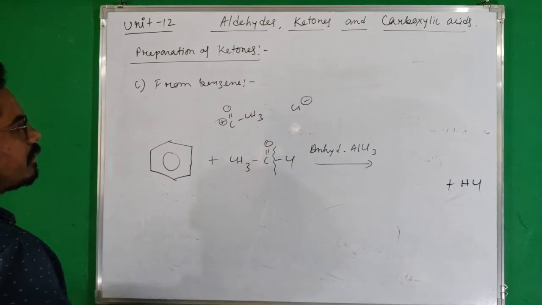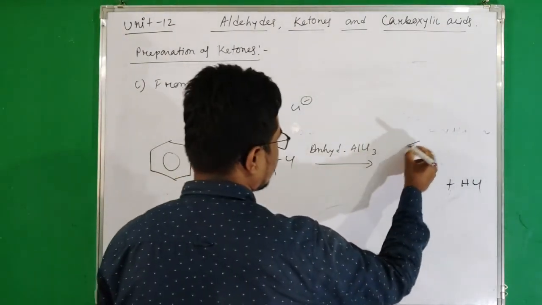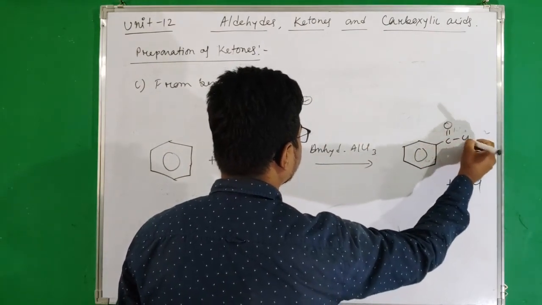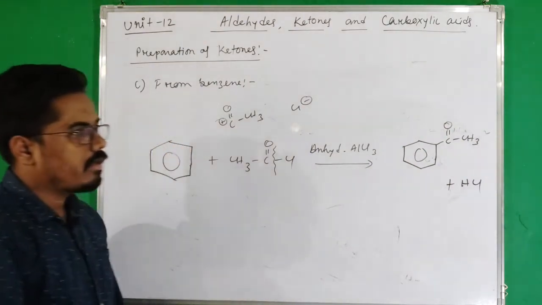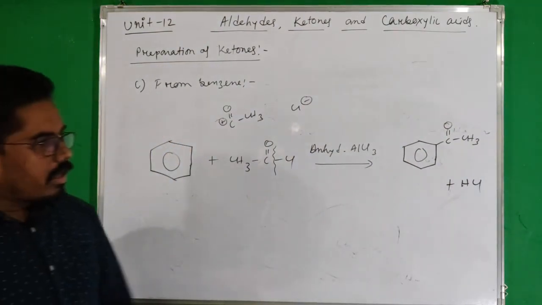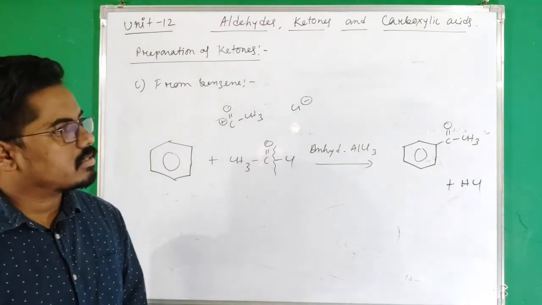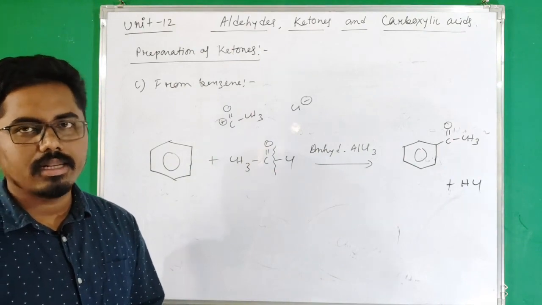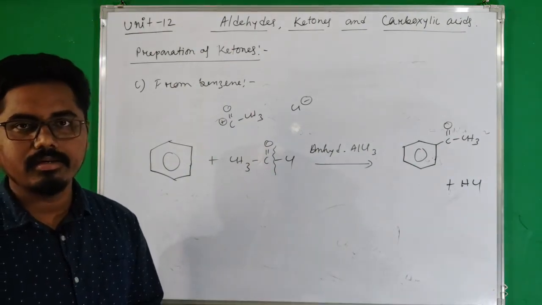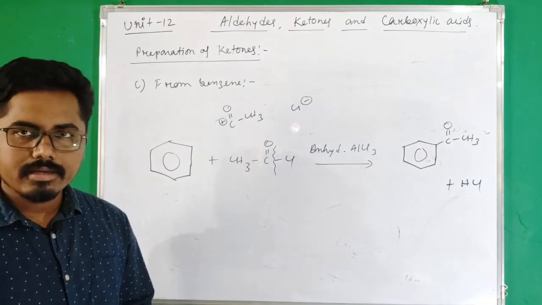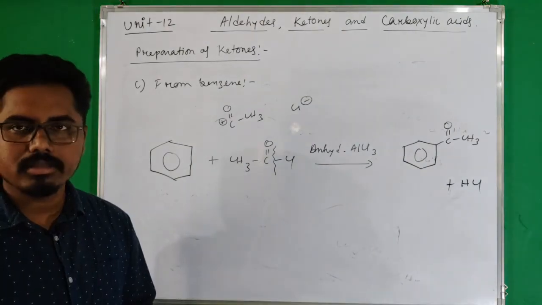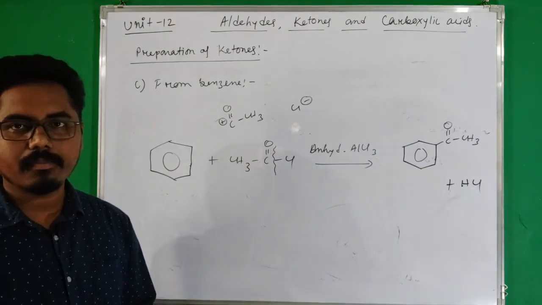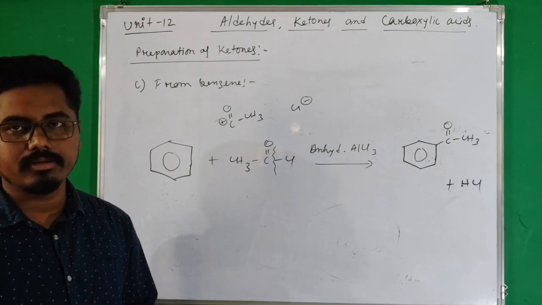So when hydrogen is replaced by this group, the product is C double bond O CH3. This one is known as acetophenone, an aromatic ketone. So these are some common methods by which we can prepare ketones in laboratory. In today's class, we have learned how to prepare aldehydes and ketones by using some chemical methods. In our next class, we will discuss chemical reactions of aldehydes and ketones.